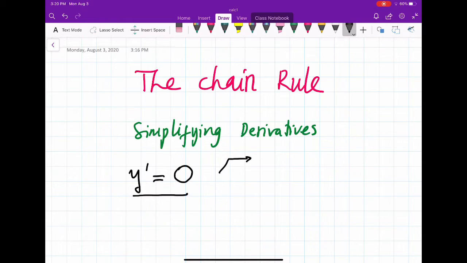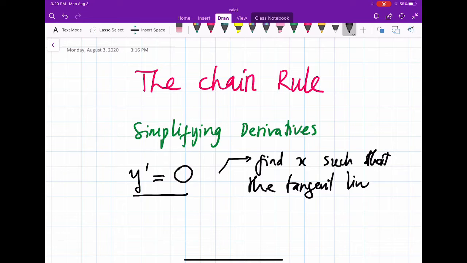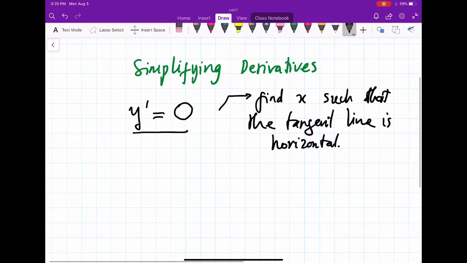You may look at this equation like finding x such that the tangent line is horizontal, right? And we discussed that one time, because when the derivative is 0 it means the slope is 0. When the slope is 0, it means the tangent line is horizontal.